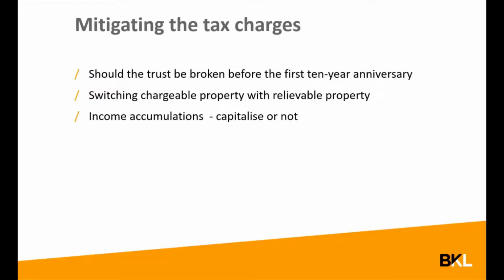So when we've identified what the IHT exposure is, and if you're looking at a large tax bill, then you could consider switching chargeable property with relievable property. For example, AIM shares or shares in an unquoted trading company, which qualify for 100% business property relief, or maybe agricultural land and farming business, etc. But you need to hold these assets for 2 years in the case of AIM holdings and business shares, and 7 years for agricultural property in some cases.